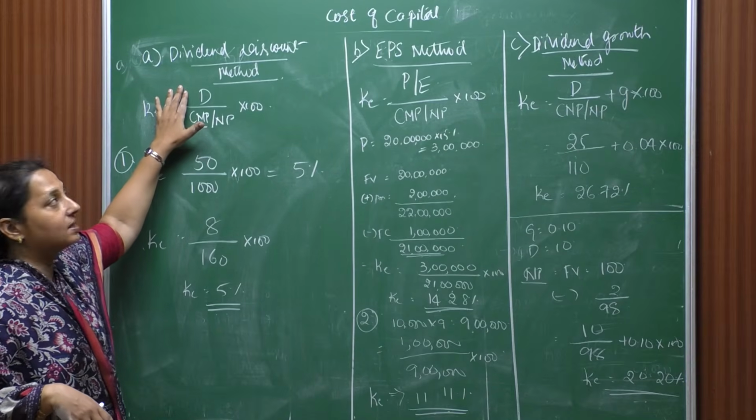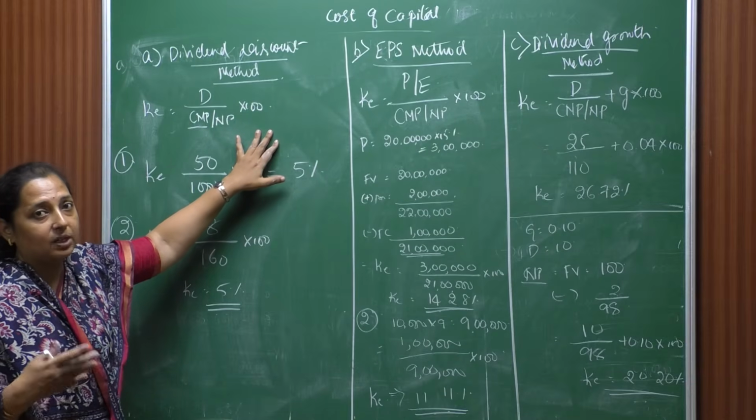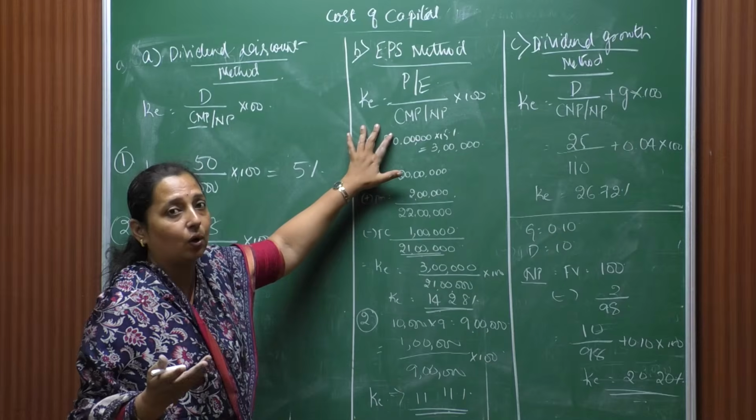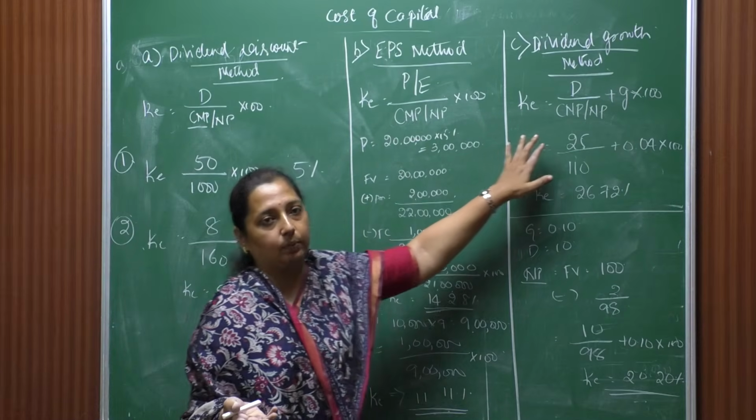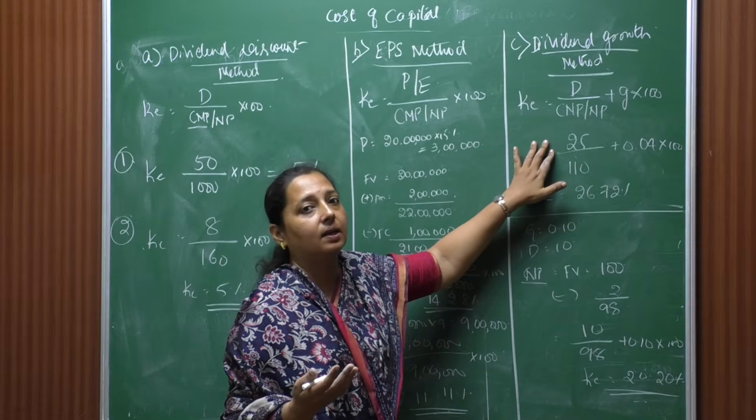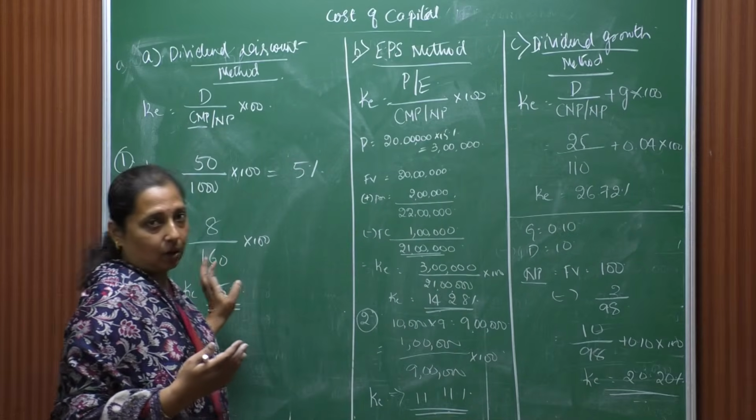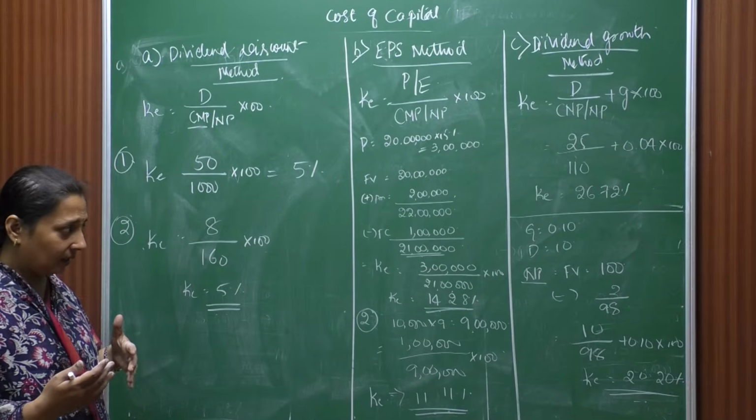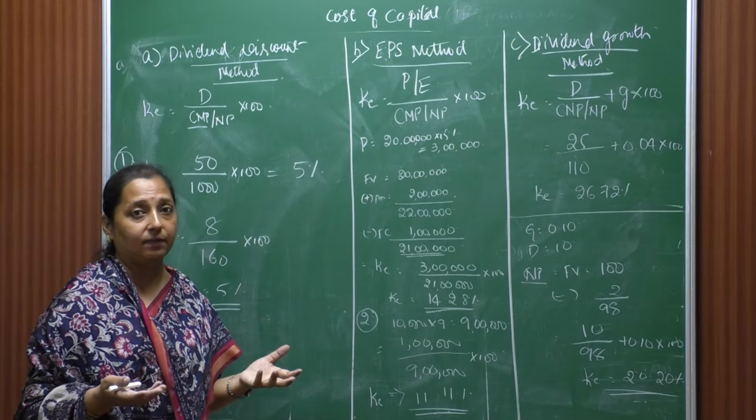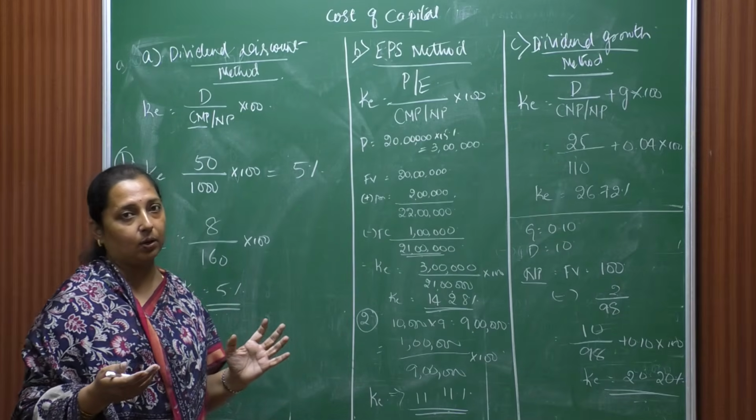The first method is the dividend discount method, where dividends will be given more importance. The second is the EPS method, earning price method, where earning is based on operating profit. The third is the dividend growth method, where the percentage of increase in dividend leads to growth in dividend. Based on that we calculate cost of equity. In your examination they might give you any of the 3 methods, you should identify whether it is a dividend method, EPS method or a dividend growth method.